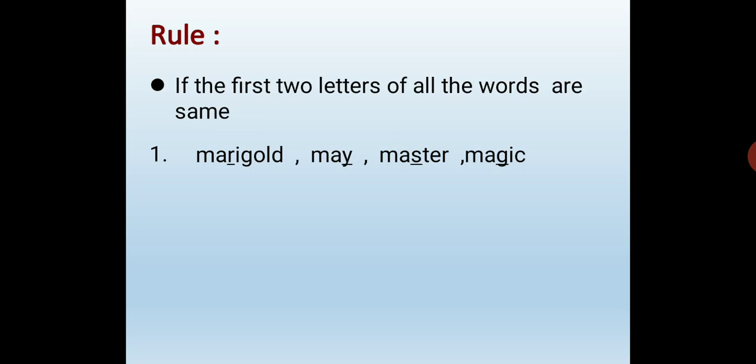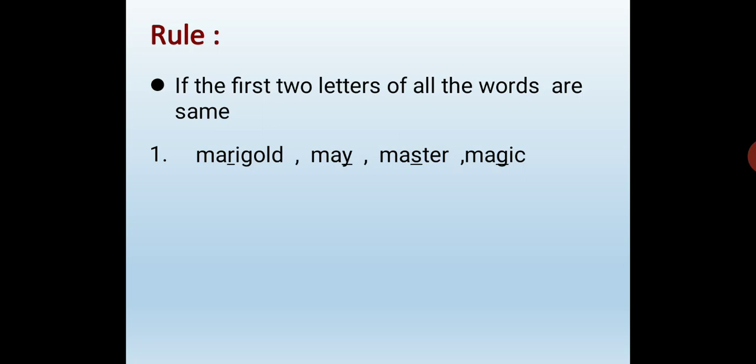Let's see. Whenever you get the first two letters the same in all the words, you move on to the next letter of the word, meaning the third letter of the words. And which are they? R from marigold, Y from May, S from master and G from magic. Now we have four letters. First of all, we underline the third letter of the words and we have these four letters to compare them. Now think about that sequence in alphabetical order and put them in the answer as per their sequence.